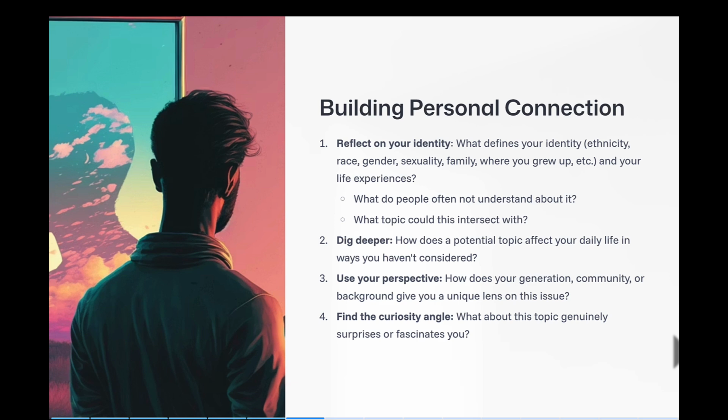First is to reflect on your identity. So what defines your identity? I list some factors here. And what are your life experiences? And I think more importantly is to dig deeper into that. Like, what do people often not understand about your identity? And what are intersections of your identity that are more complex?